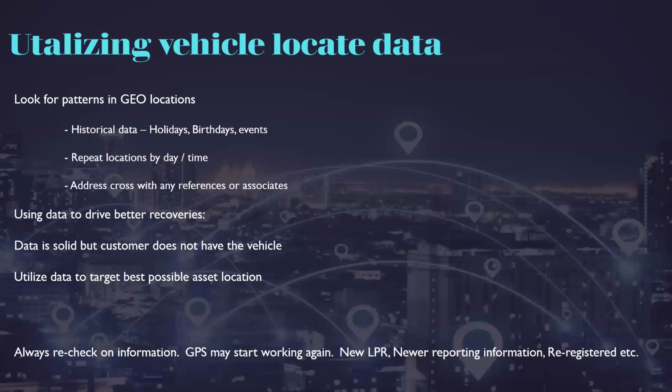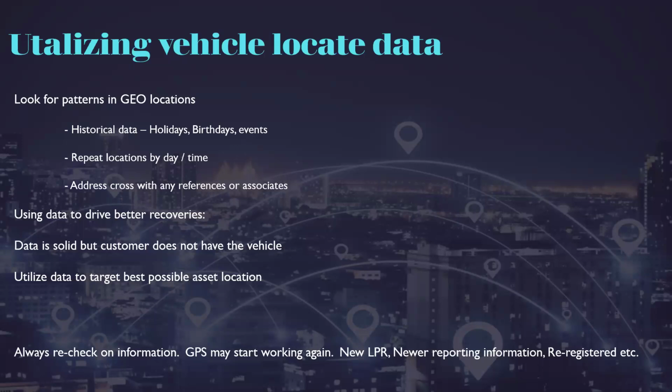Utilizing vehicle locate data. Whenever you have any type of locate data, whether it's GPS or LPR, you need to look at the human element of it. Look for the patterns, historical data that coincide with holidays, birthdays, and events. The odds are they may be at the same location for their birthday again. Repeat locations by day and time. Look those up as far as what could possibly be a POE, and note the date and time, because if you're not noting it in ClearPlan, your agents are going to be running the daytime hit at night and vice versa. So make sure you notate that so your agent knows when to run those.